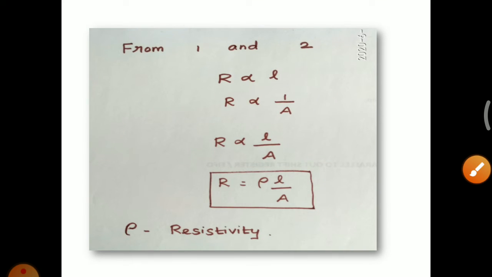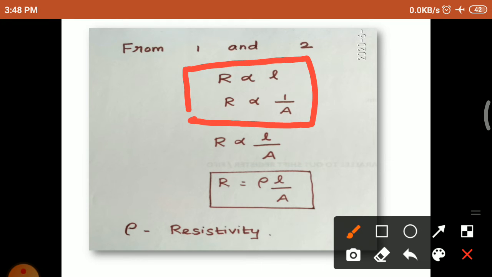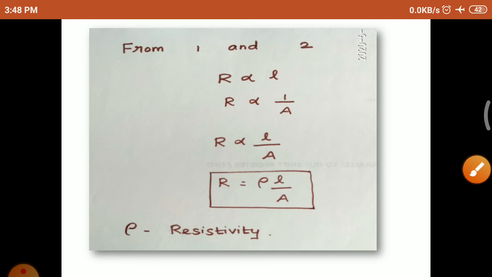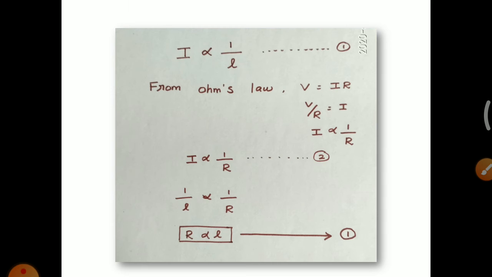So from 1 and 2, in the first equation, I know that R is directly proportional to L. In the second equation, R is inversely proportional to 1 by A. See here, in this equation, R is inversely proportional to 1 by A, and here I got R directly proportional to L. These are the very main equations.